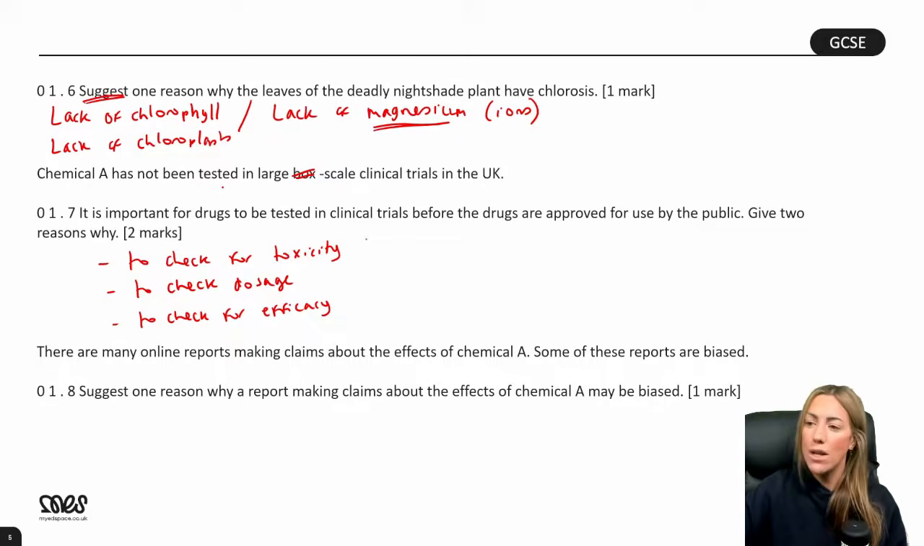Now, alternative marking points. If you don't say check for toxicity, you can say check it's safe. That was accepted. Or check it's not poisonous. That was accepted as well.